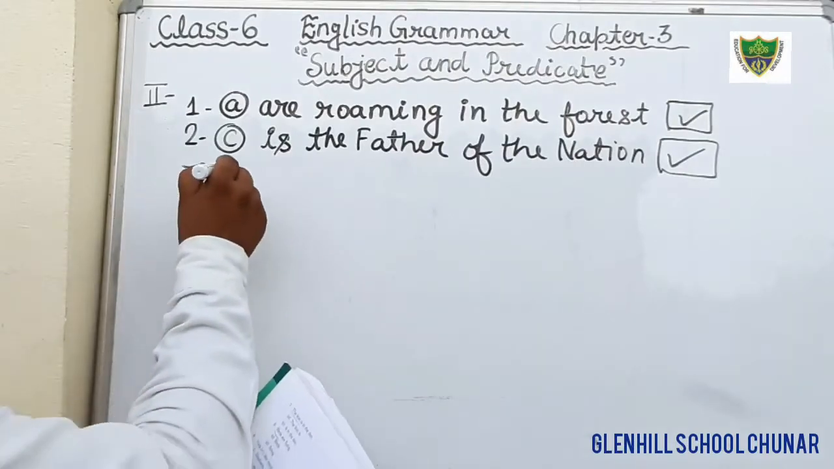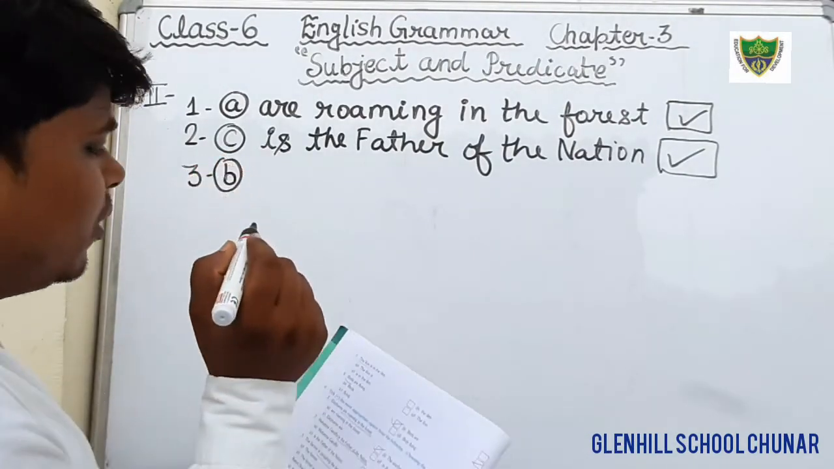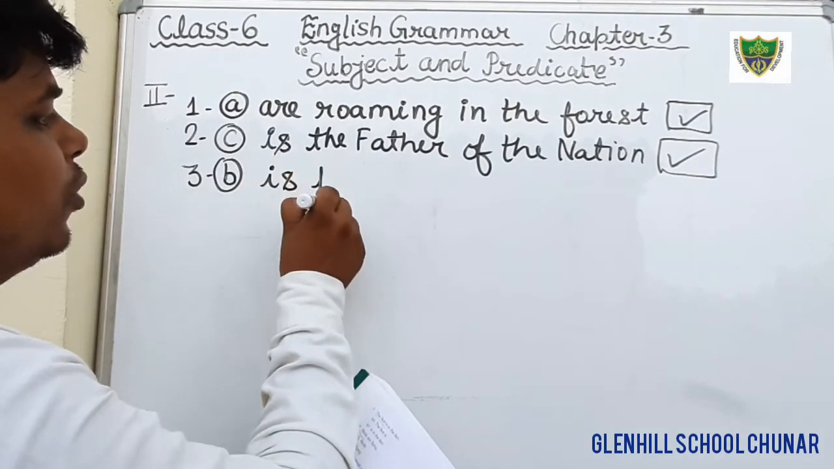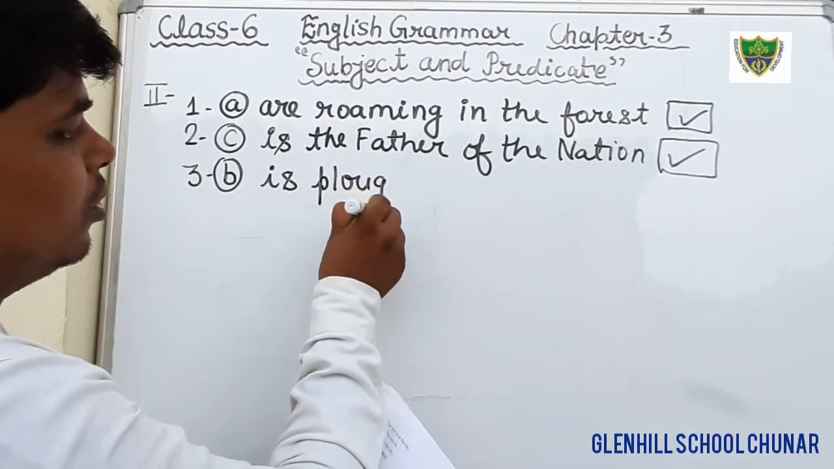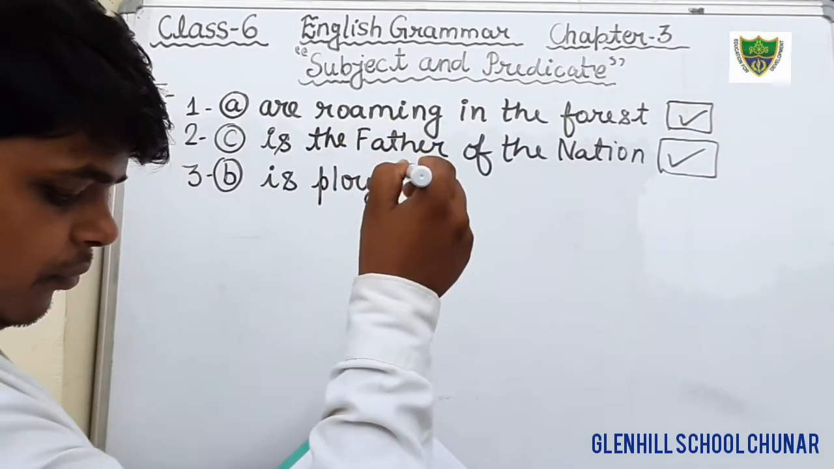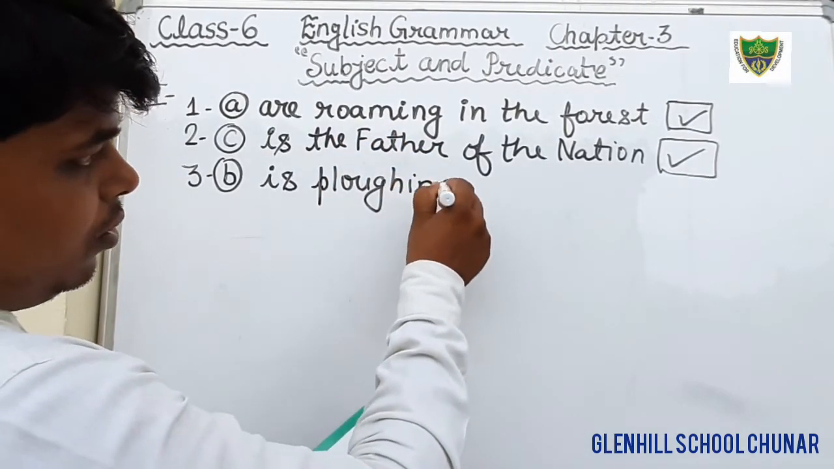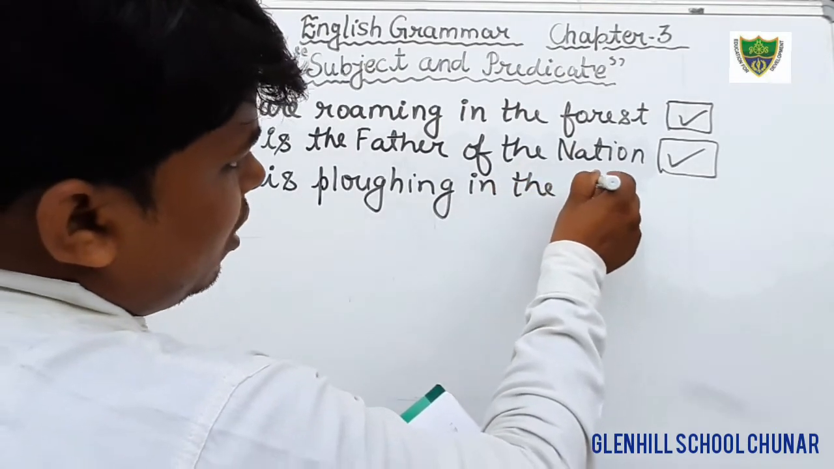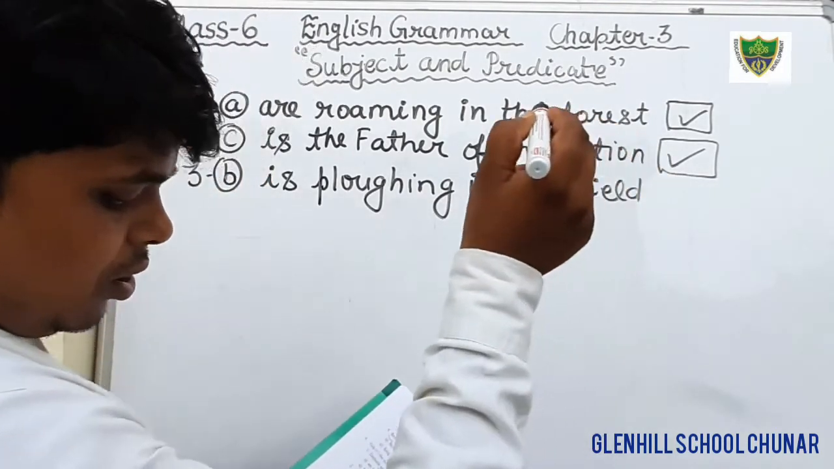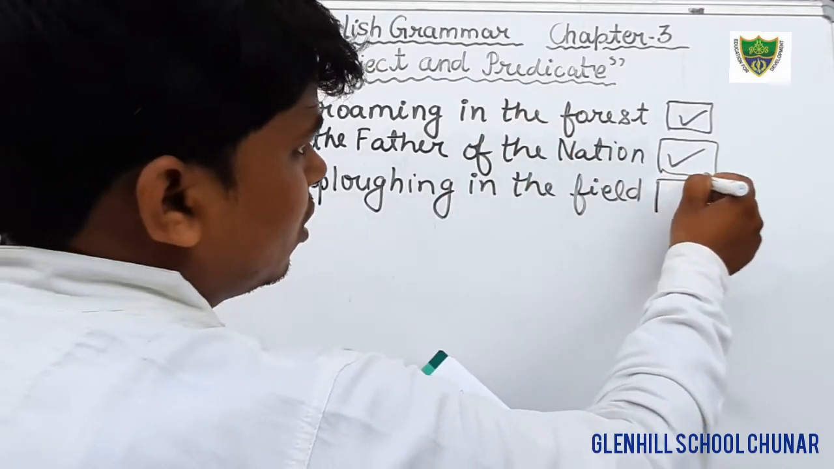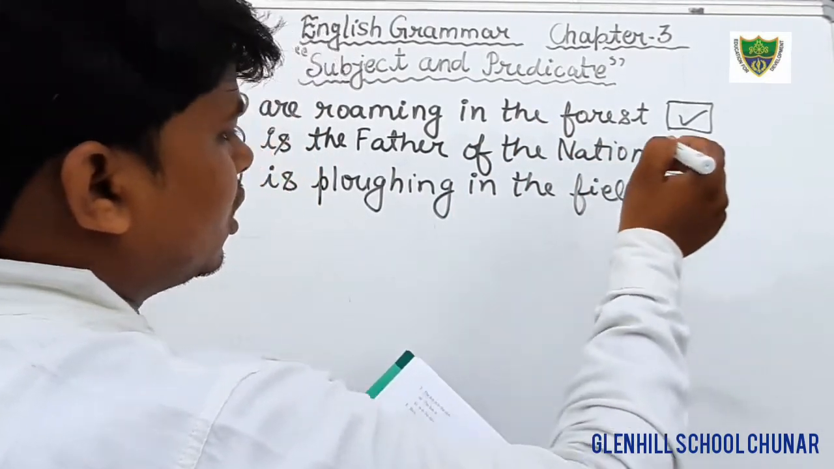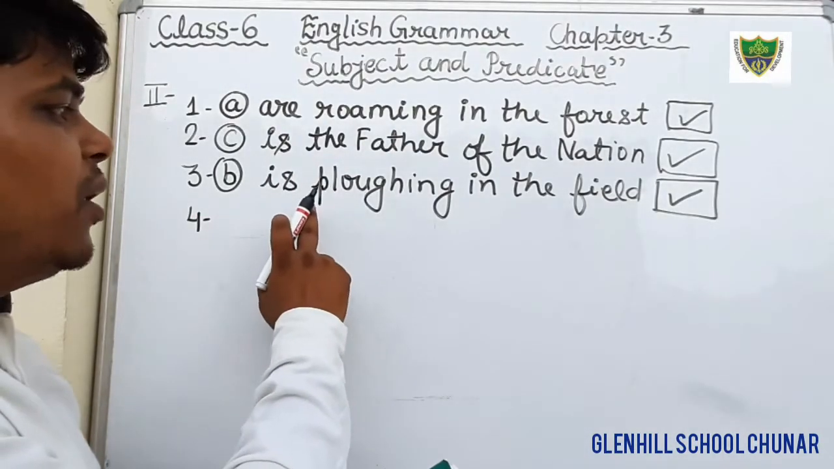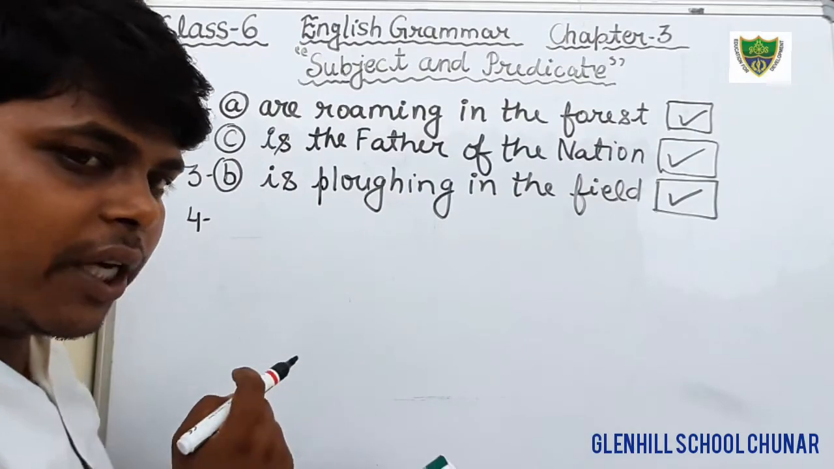So option number B. In question number 3, option number B, is plowing in the field. Is plowing, P-L-O-U-G-H, in the field, F-I-E-L-D. Okay, just see. That is the correct option. In question number 3, option number B, is plowing in the field is the correct option.